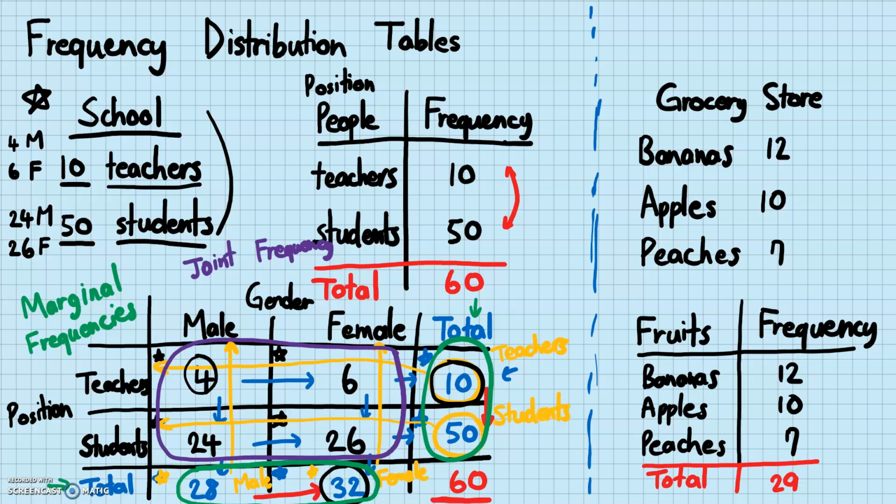And finally, this total right here. If we just say total, it's going to be confusing because these are also totals, right? The marginal frequencies are also totals. So to refer to this final total right here, we call this the grand total. So grand total is basically the sum of all the data that we have in the joint frequency.